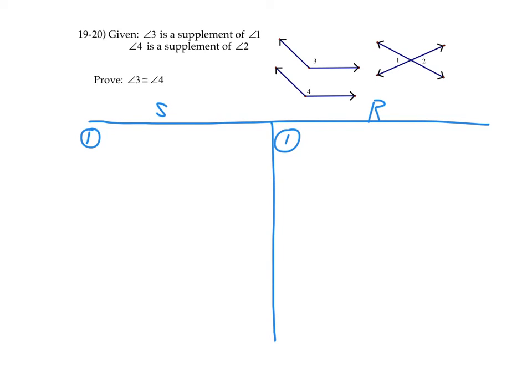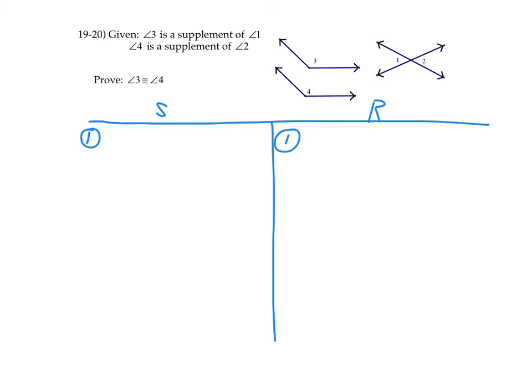So first, just read through the given information. It says angle 3 is a supplement to angle 1, and angle 4 is a supplement of angle 2. So you could take the direction where you say after the given information, you could write some equations and say the measure of angle 3 plus the measure of angle 1 equals 180, and the measure of angle 4 plus the measure of angle 2 equals 180. You could do that, but that would make your proof at least one step longer and possibly a couple steps longer. So let's check this out using one of our new theorems.